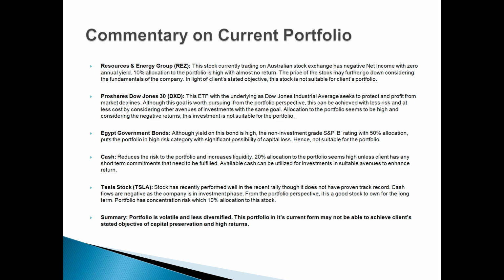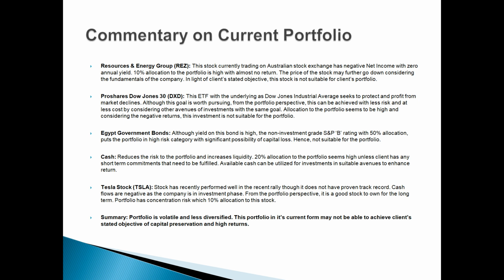So the first investment is Resources and Energy Group stock, which is an Australian traded stock with negative net income, and the allocation seems to be high in the portfolio, at around 10%. The stock may go down further considering the fundamentals of the company, so I think it's not suitable for the client's portfolio.